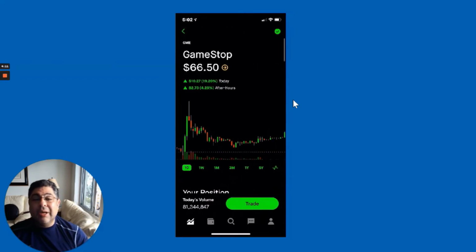So when I click on GameStop, what happened? Well, at the end of the day, it closed at 66.50. Today means Friday because it doesn't trade during weekends. So basically it shows what the growth was on Friday and then the growth after hours.